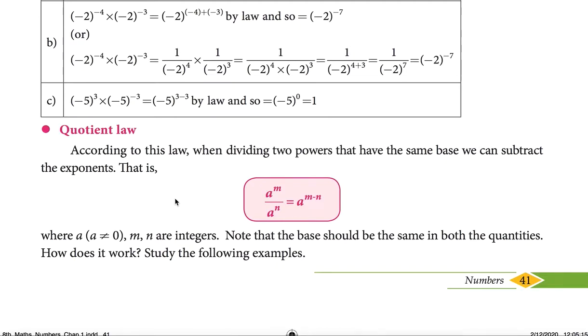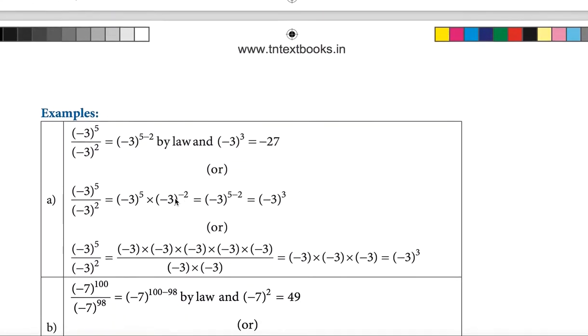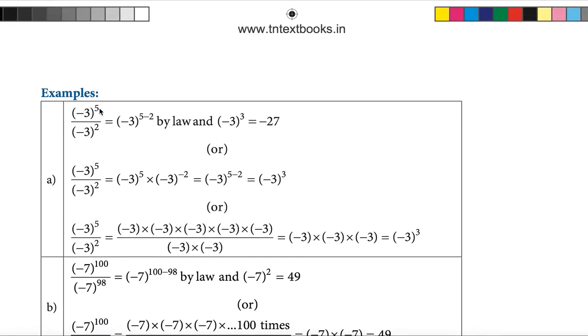Base should be same in both the quantities. How does it work? Study the following example. Minus 3 whole power 5, minus 3 whole square, minus 3 whole power 3. Okay, minus 3 whole power 5 into minus 3 whole power minus 2. Right? If you add also, you'll get this.